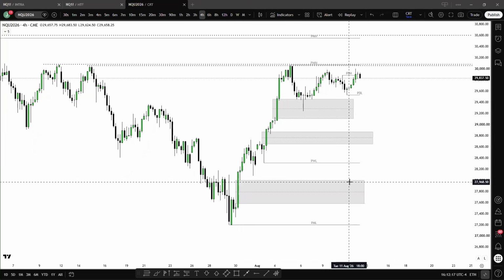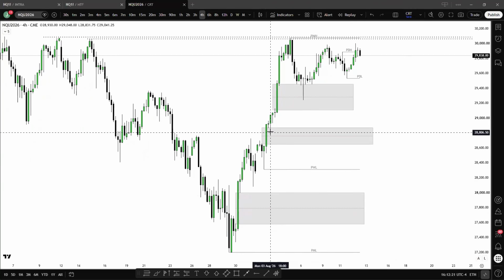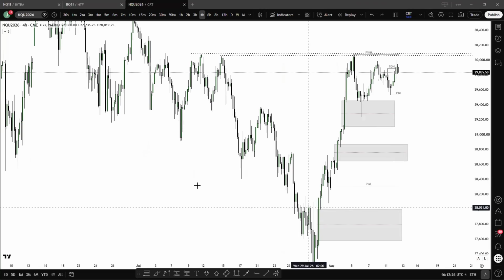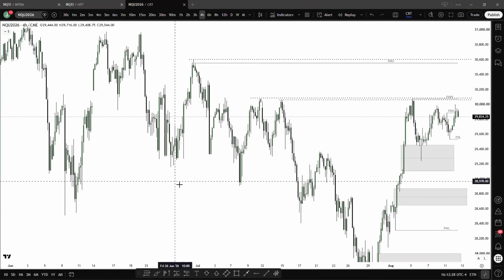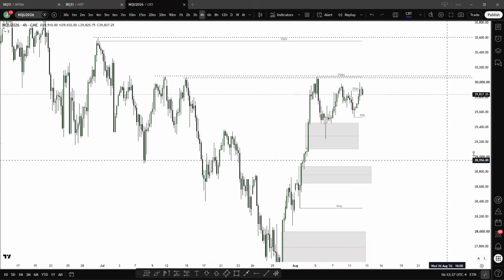So if that's all that matters, that's all we're going to look for. Going from internal liquidity to external liquidity, tapping into internal, continuing higher. Once we get to external liquidity at any level, you then retrace back into internal liquidity. So those are our major key levels. That's all we're worried about.